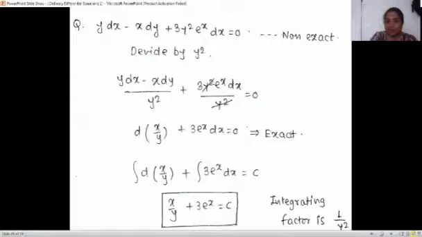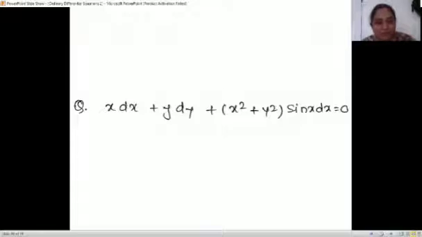Exact, we say, when dou m by dou y is dou n by dou x, then also it is exact. But the actual meaning of exact is that if we can take the integration of that equation directly, then that is also an exact equation. Then by inspection only I have decided my integrating factor is 1 by y square. So can you just tell me here what will be the integrating factor? What should be the integrating factor?